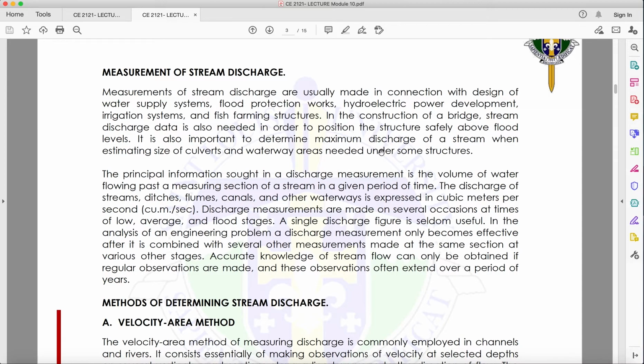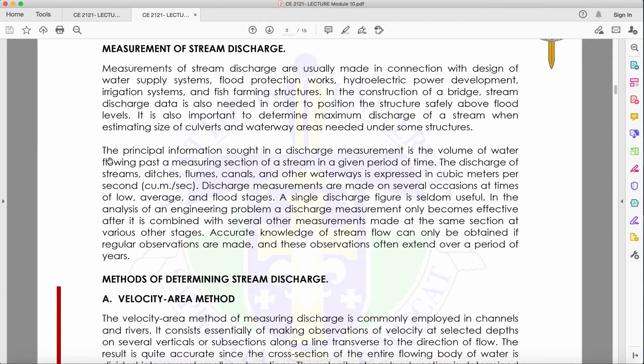Ayaw natin na magkaroon ng flooding, and the last thing that we want to happen is someone has died because of drowning due to flooding. So we need to determine the maximum discharge in order to estimate the correct area for the cross-section of our design. Okay? Para yung dadaanan ng tubig ay ma-maximize natin, hindi magkakaroon ng overflow.